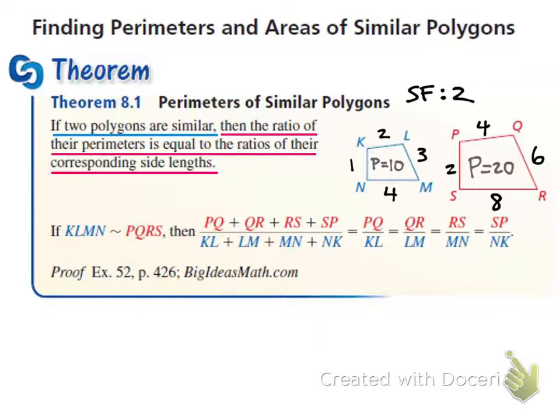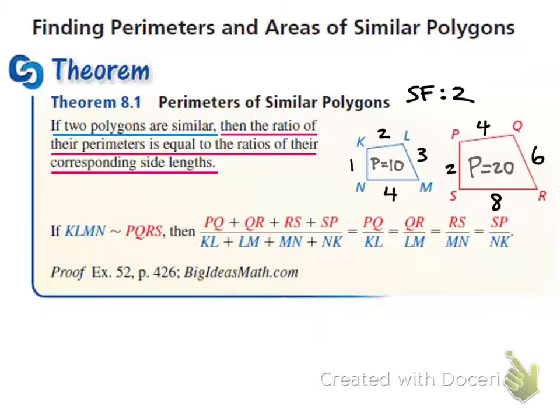According to this, the perimeters have the same ratio, the same scale factor as the side lengths. Now let's take a look at that. What was the scale factor for the side lengths? 2. All the sides were multiplied times 2 to get the new side lengths. What's the ratio of the perimeters? Still 2, right? 10 times 2 is 20.